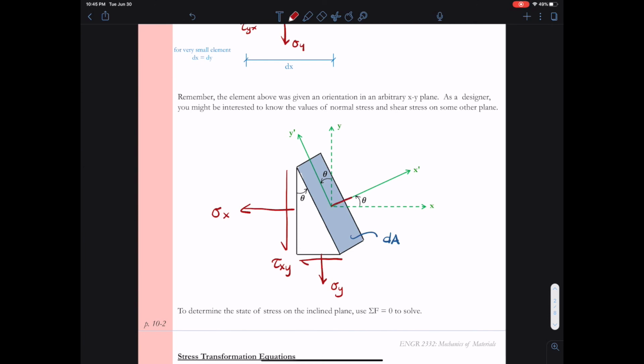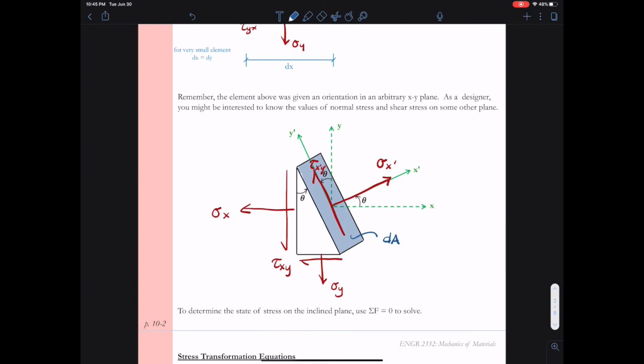What we're trying to determine is an equation for sigma x prime and for tau x prime y prime in terms of the other stresses that we know. So for these two prime stresses, we want to come up with an equation that will relate the three stresses we already know, sigma x, sigma y, and tau xy. We want to use those three stresses that we know to come up with an equation for these other stresses that are on a rotated plane.